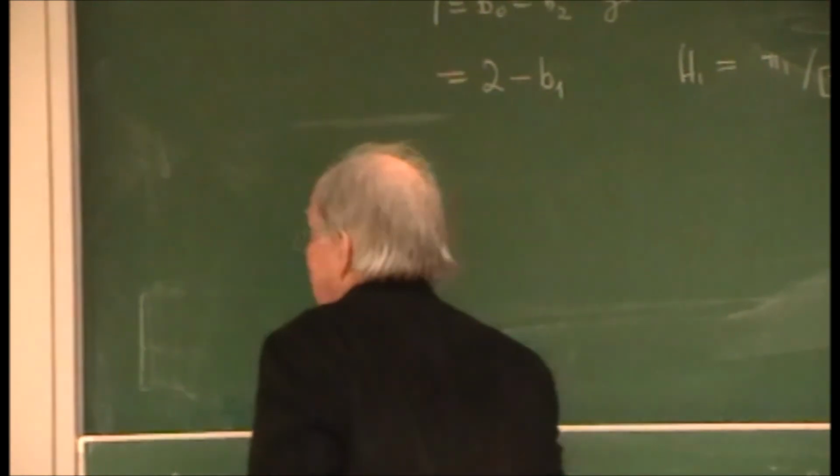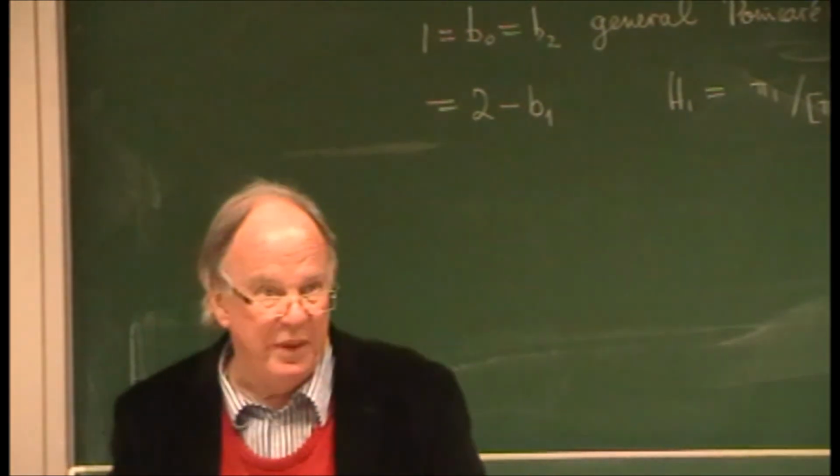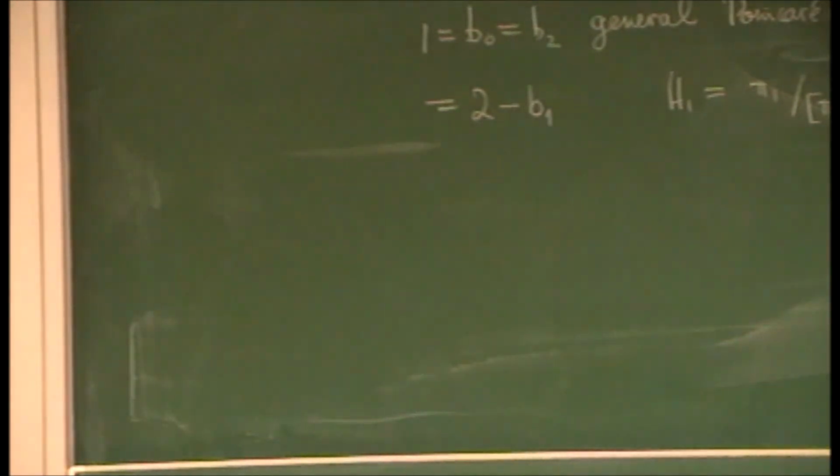Can't we just look at the construction of surfaces of genus G? Like it is 2G, right? That's right. B1 is 2G. That's right. You will see the curves. You're absolutely right, of course.